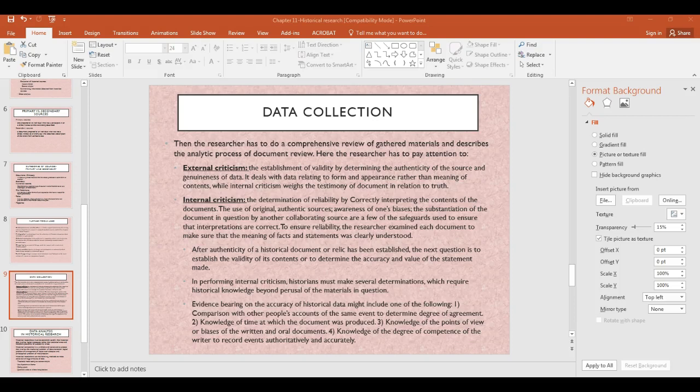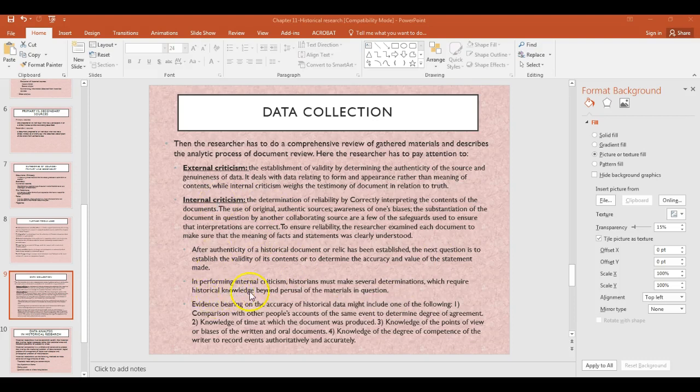Is this the right meaning of the text? Are you aware of any biases that might be occurring in the interpretation? To ensure reliability, the researcher examines each document to make sure that the meanings of facts and statements were clearly understood. So after you look at the authenticity of the document, which is the external criticism, the next step is to establish the validity of the content, which is the internal criticism.